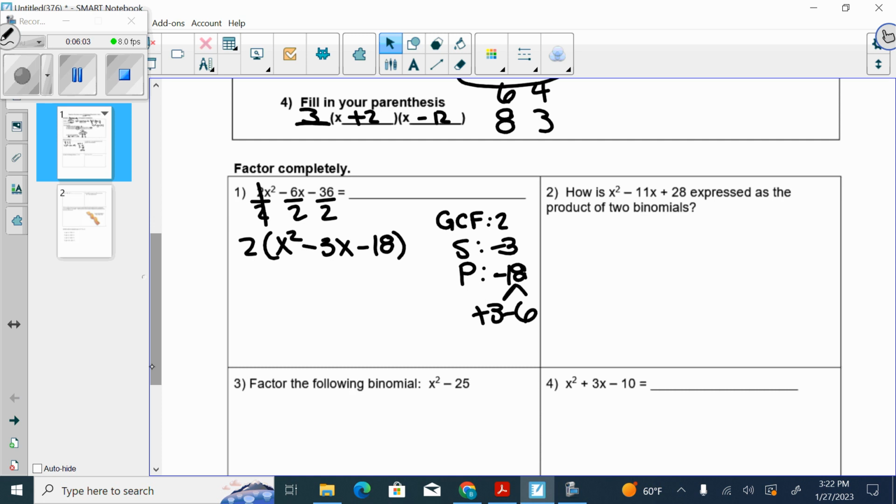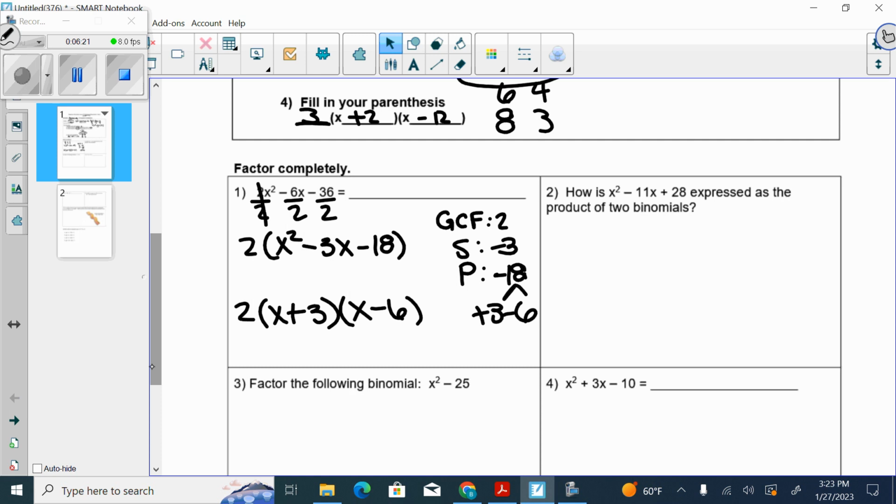Okay, so in front of my parentheses, what am I going to put? Good. And in the first one, I'll have x plus 3 and x. Good. Okay.